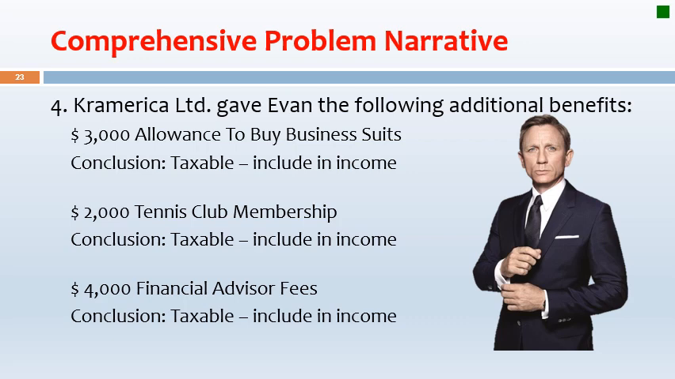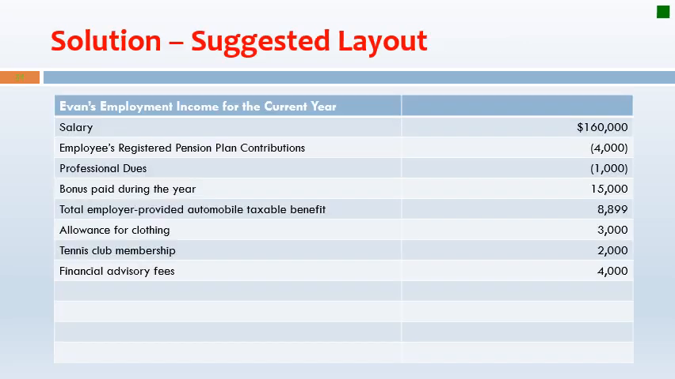Note that if these were fees for mental or physical health counseling, they wouldn't be included in his income as that's specifically exempt. So we add in the benefits here for the suits, the tennis club, and the counseling.